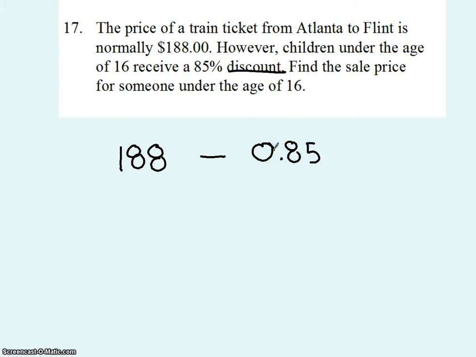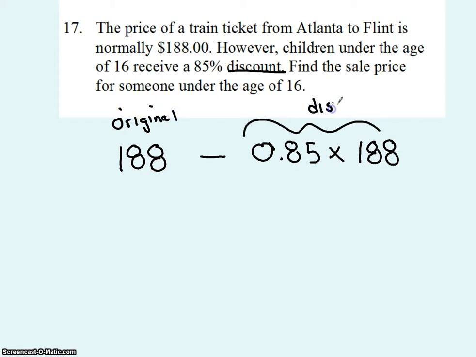85%. Now, if I write that, basically I'm saying they're taking $188 and subtracting 85 cents off it. That's not a very big discount. Okay? It's 85% of 188. So here's the original right here, minus the discount. So let's figure out what that is.